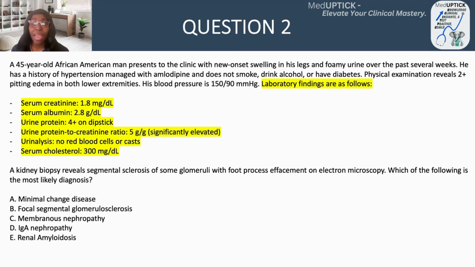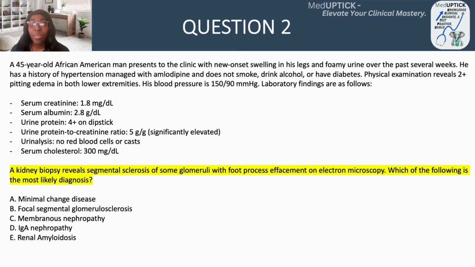IgA nephropathy, and decreases my suspicion of infection. Finally, the serum cholesterol is elevated, with normal being less than 200 milligrams per deciliter, which indicates hyperlipidemia supporting nephrotic syndrome with liver compensation. A kidney biopsy reveals segmental sclerosis of some glomeruli with foot process effacement on electron microscopy. The biopsy is key to identifying the specific cause of nephrotic syndrome.